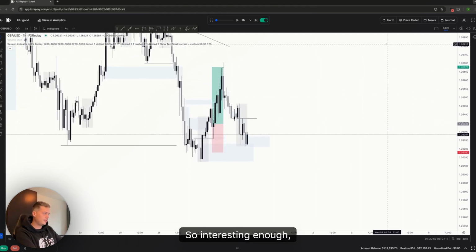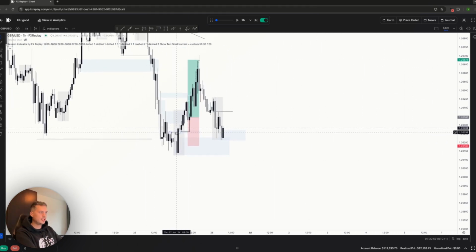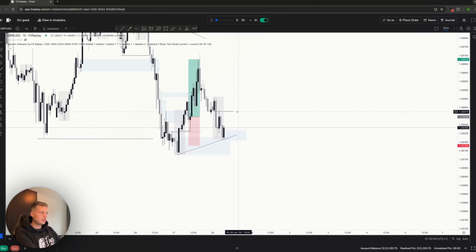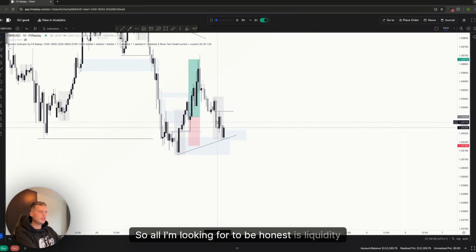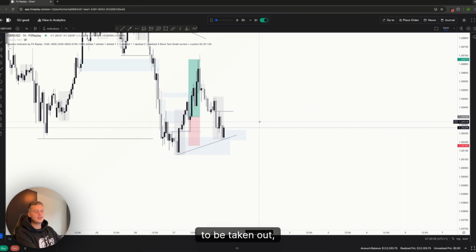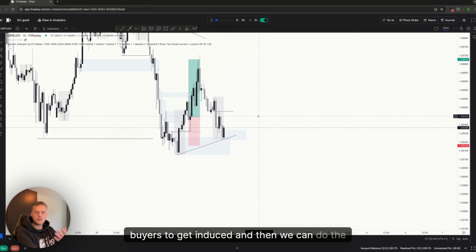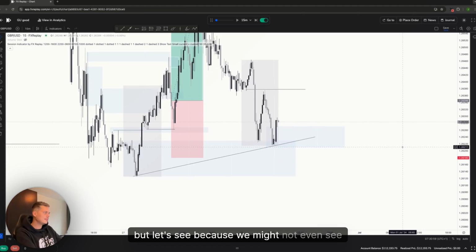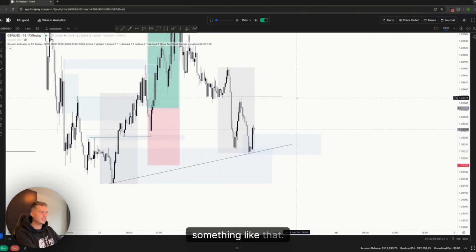So interesting enough, what can we see even more? We have bullish order flow currently. We have a trend line build up towards the underside. So all I'm looking for, to be honest, is liquidity to be taken out, buyers to get induced, and then we can do the opposite and target those buyers with a sell. But let's see, because we might not even see something like that.